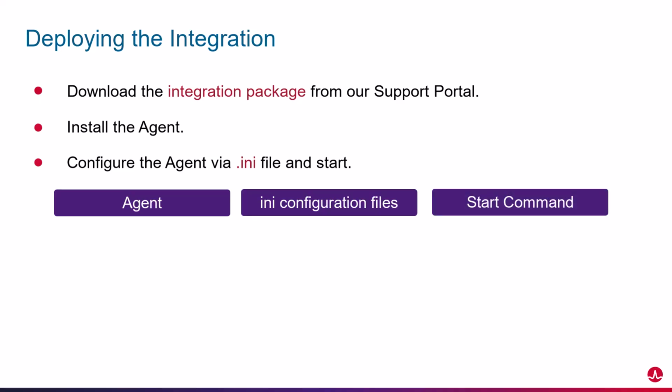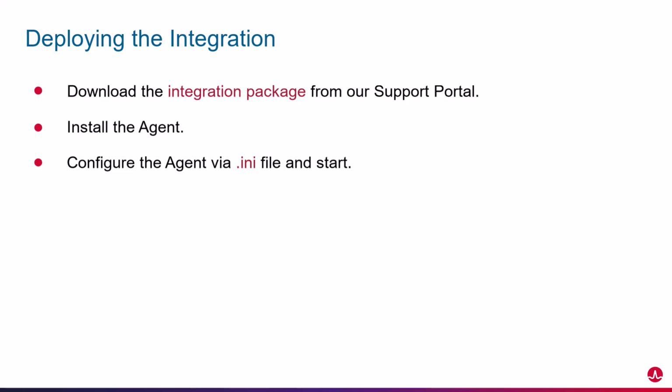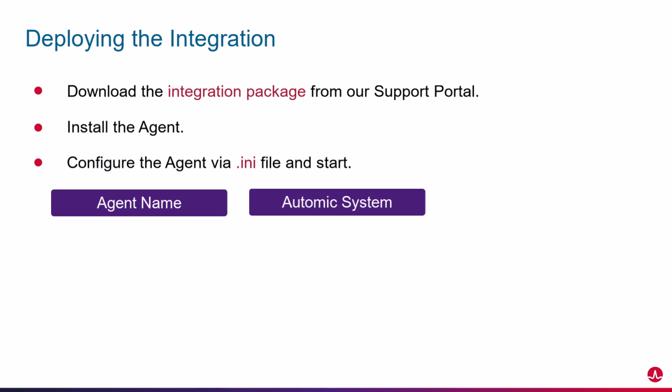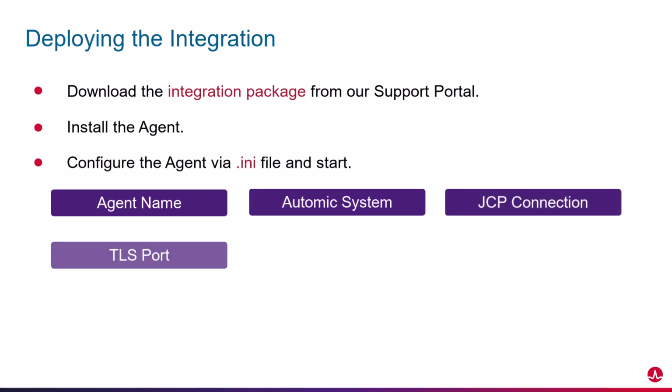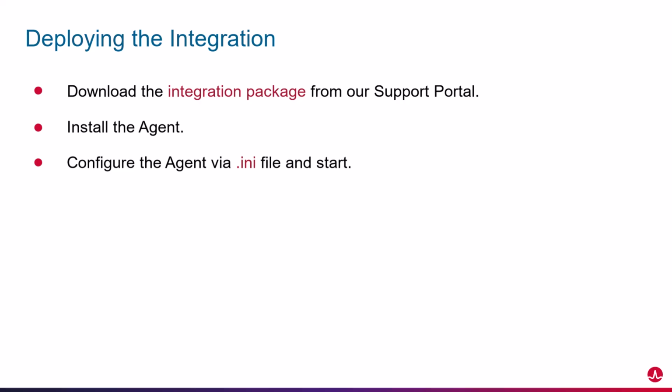Workday is a standard Automic agent. It requires at least 4 values to be updated. First, the agent name. Second, the Automic system. Third, the JCP connection and TLS port. And finally, the TLS certificate. When the agent is configured, we start it. New object templates are deployed.